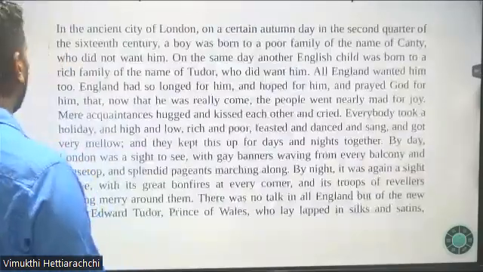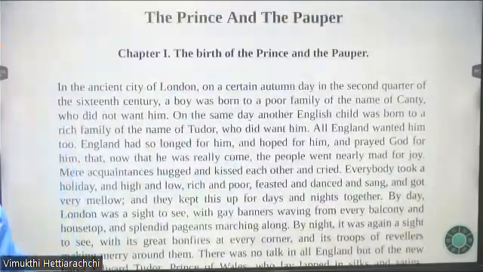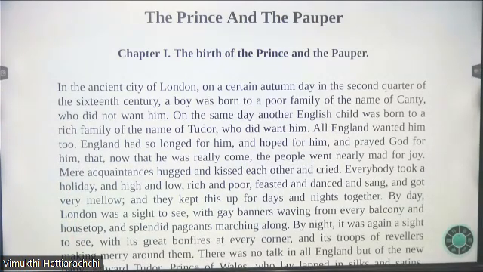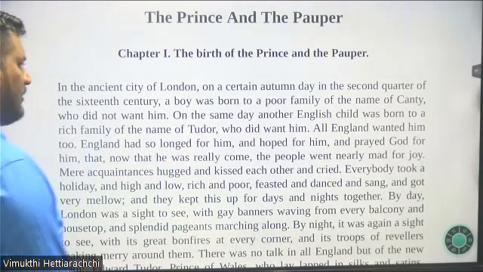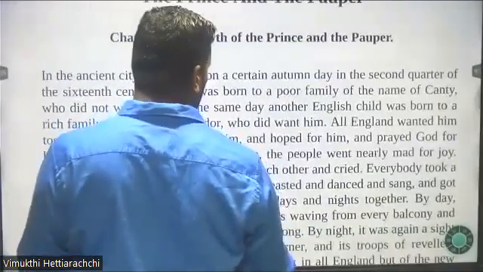So we are going to start from chapter number 1, right? Chapter number 1 is about the birth of the prince and the pauper. This is chapter number 1.